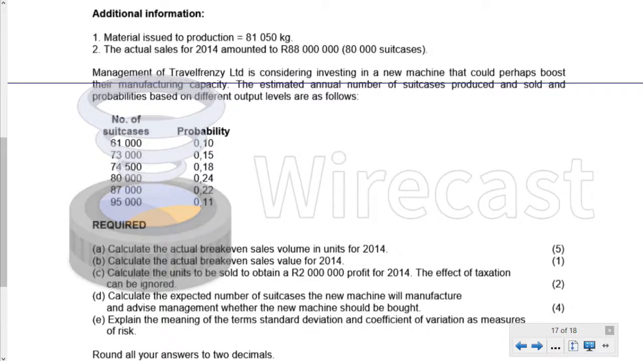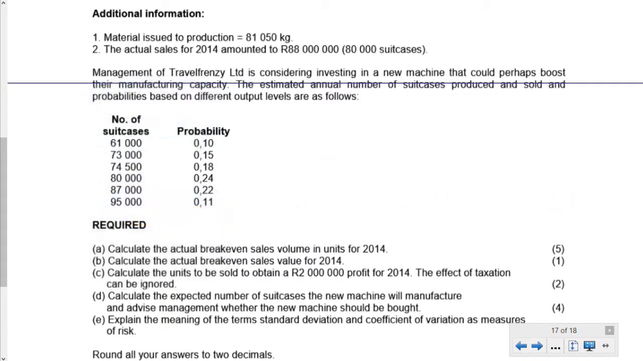Then it asks you to calculate the number of expected suitcases that the new machine will manufacture and advise management whether they should buy this new machine or not. Here's the number of suitcases and the different probabilities. So it's doing like an expected value calculation there. And then E asks you to explain the meaning of standard deviation and coefficient of variation. So that's the first one, part A.